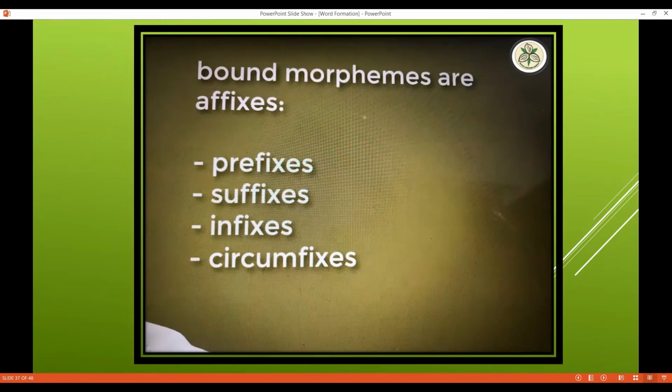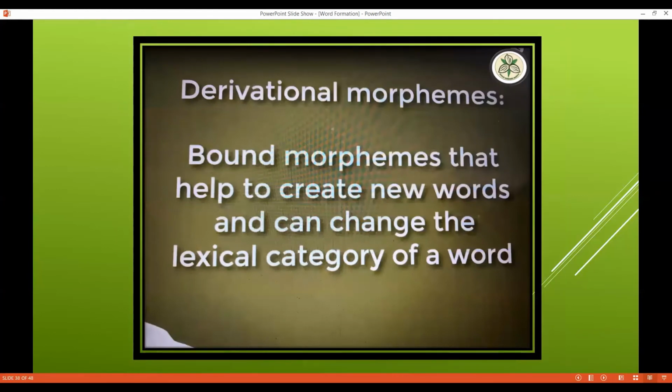Affixes include things like prefixes, suffixes, infixes, and circumfixes. Note that in English, we pretty much only use prefixes and suffixes. Those are really examples that I'm constantly using in this video, but other languages use infixes and some circumfixes regularly. So there are two types of bound morphemes: derivational morphemes and inflectional morphemes. Let's talk about each of these in turn.